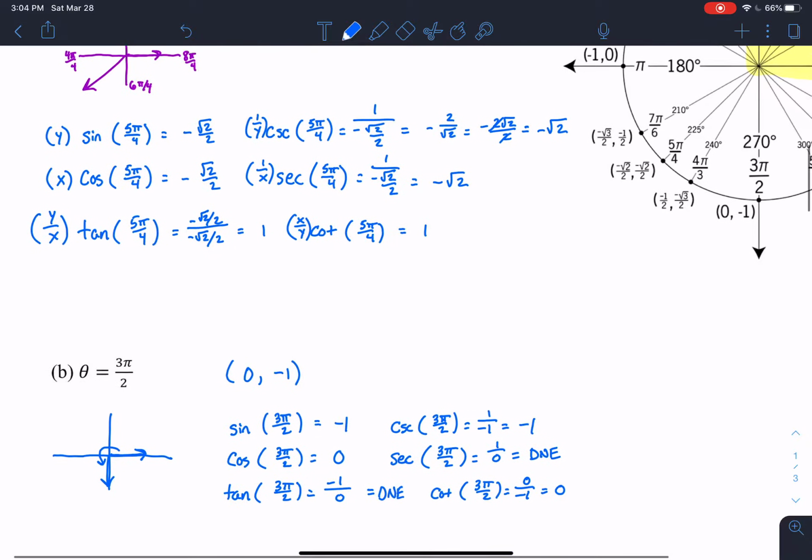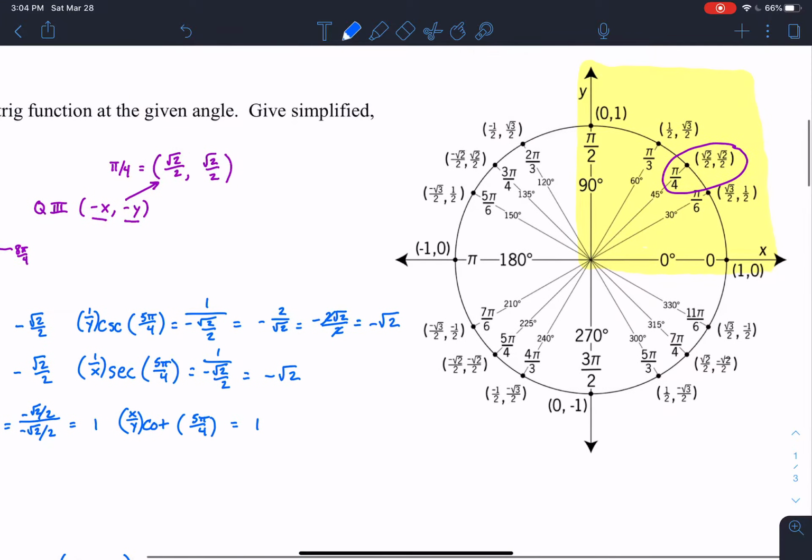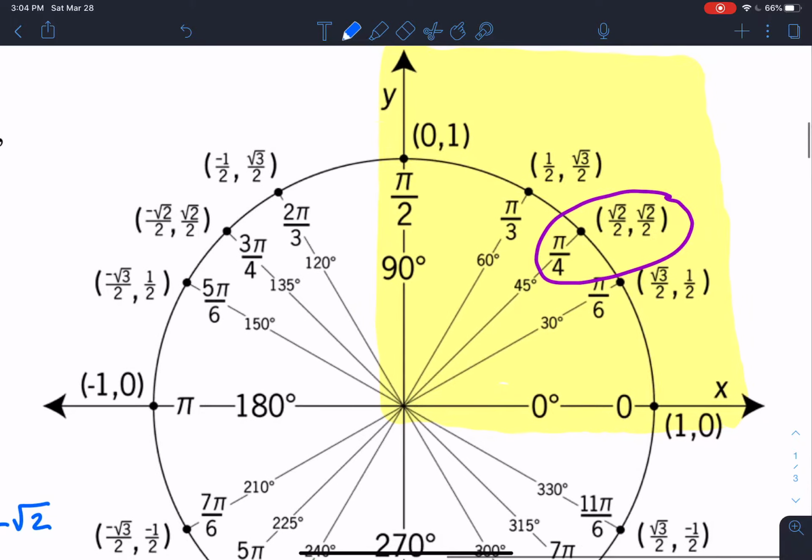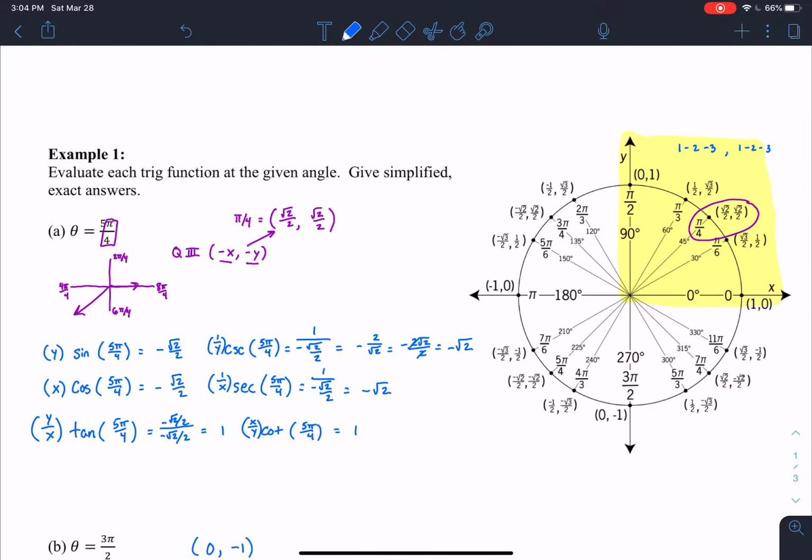And again, all I really did is, again, you're just using quadrant 1, right? If you guys remember the trick that I showed you, 1, 2, 3, and then 1, 2, 3. You guys can look that up online too. There's a lot of videos that talk about the 1, 2, 3, 1, 2, 3 trick. It's pretty easy just to remember the first quadrant.